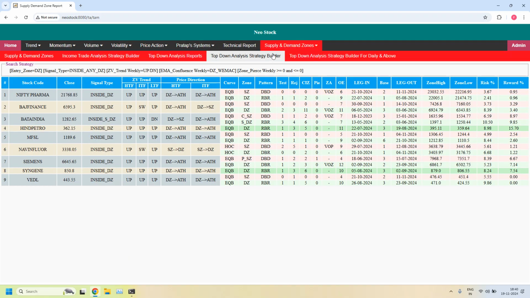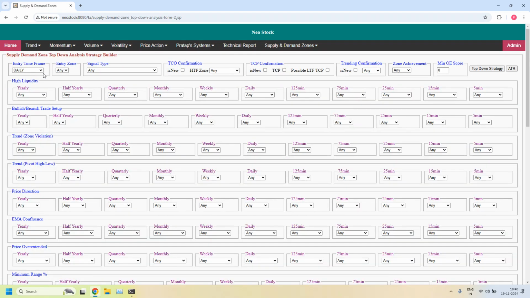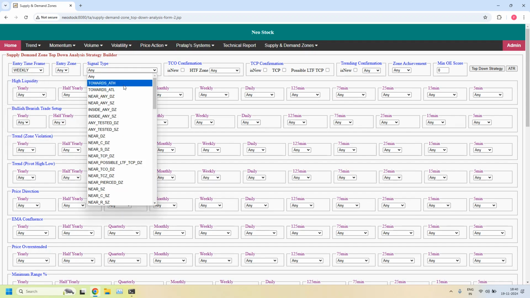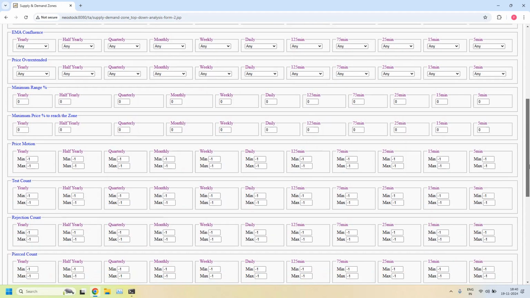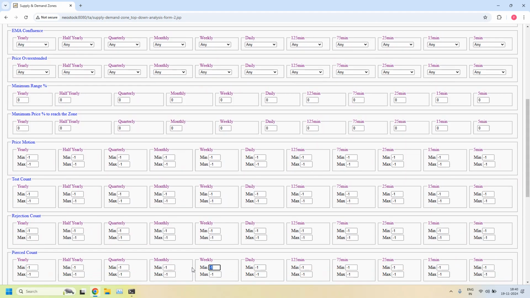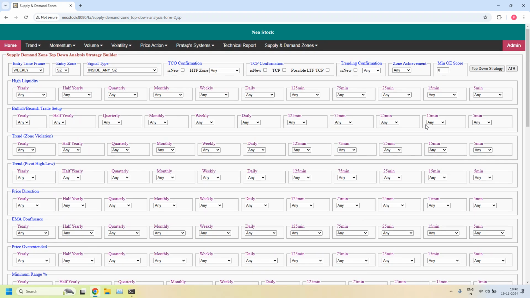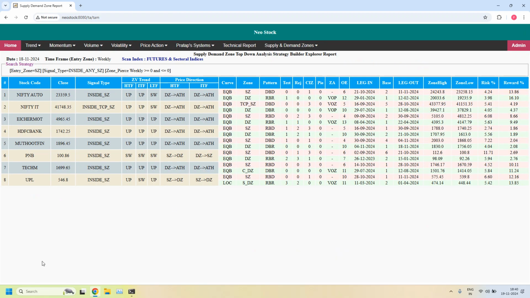Okay, next for weekly time frame, price closed inside the weekly supply zone, and these weekly supply zones should not be pierced. So in the pierced count, weekly time frame, I am setting minimum value 0, maximum value 0. With that, we got 8 stocks. Currently, price closed in these 8 weekly supply zones.